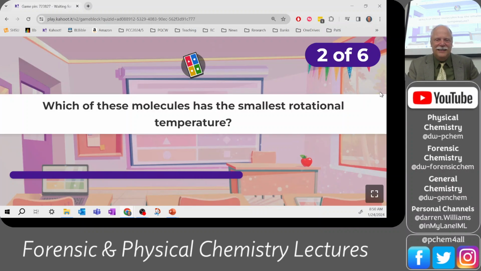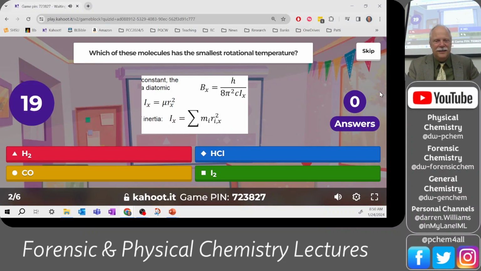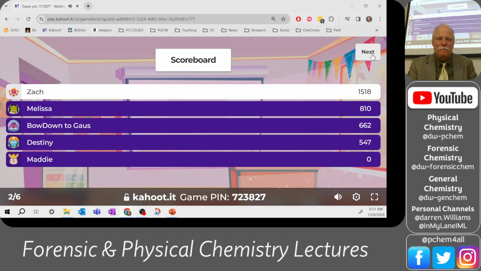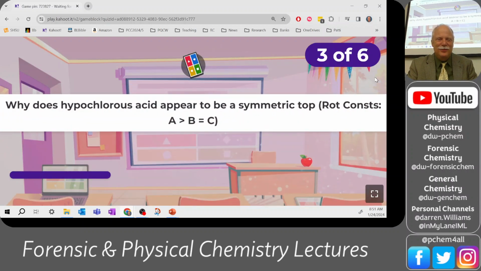Which of these molecules has the smallest rotational temperature? So you got to ask yourself, is the rotational temperature proportional to the rotational constant or inversely proportional? So the rotational temperature is proportional to the rotational constant. Small constant, small temperature. That was a trick question.